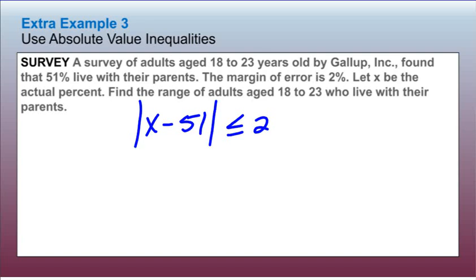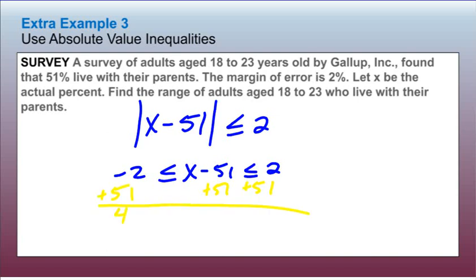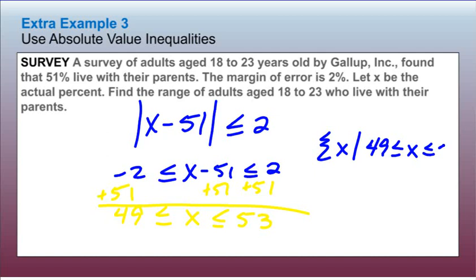So if I take this out, I would have x minus 51 is less than or equal to 2, but greater than or equal to negative 2. Add 51 to both sides. We end up with 49 is less than or equal to x, which is less than or equal to 53. So the range would have to be between 49 and 53%. So again, if I want to put this in simpler notation, I would have x such that x would be greater than or equal to 49, but less than or equal to 53.